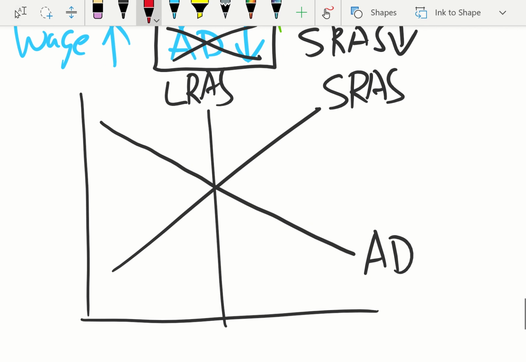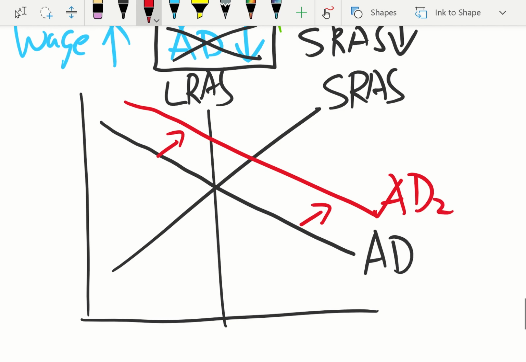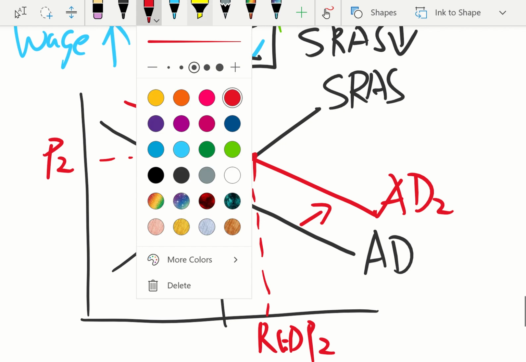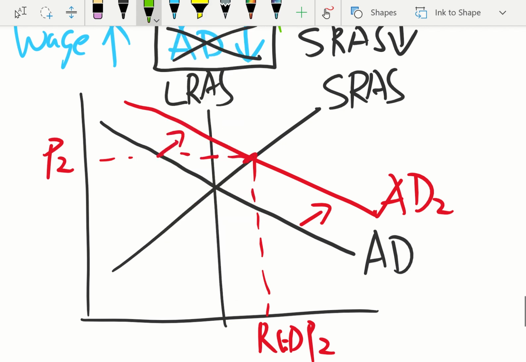Okay, so let's draw this one more time. So we have expansion. So the AD curve shifts to the right due to more consumer confidence. So AD2, that's your price level 2. This would be your real GDP 2. And then right here, price level 1, and then real GDP 1.